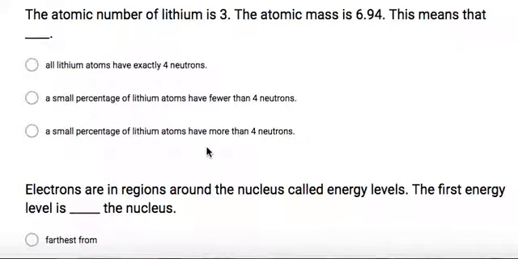The atomic number of lithium is 3. The atomic mass is 6.94. This means that all lithium atoms have exactly 4 neutrons. A small percentage of lithium atoms have fewer than 4 neutrons. A small percentage of lithium atoms have more than 4 neutrons.